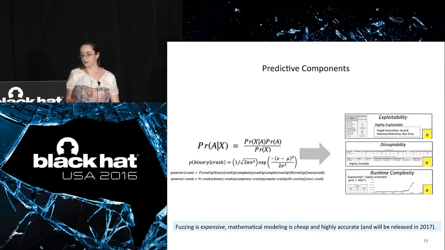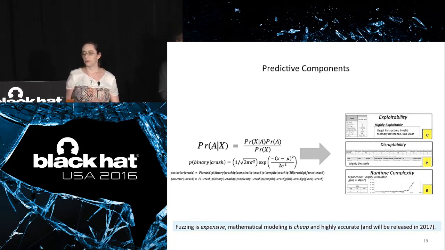And similarly, fuzzing is expensive. It requires test harnesses and a lot of extra work for each target. Whereas once you build up a mathematical model, math is cheap. So we'll fuzz a statistically significant portion of the software, and then for the rest, we can model how it's going to do in dynamic analysis based on what we saw for the static features.